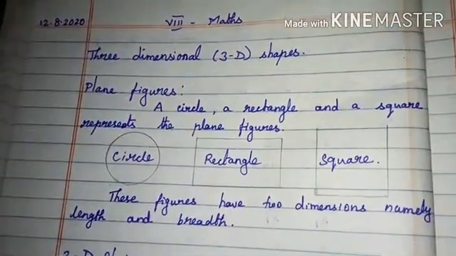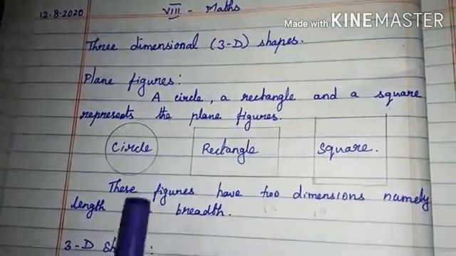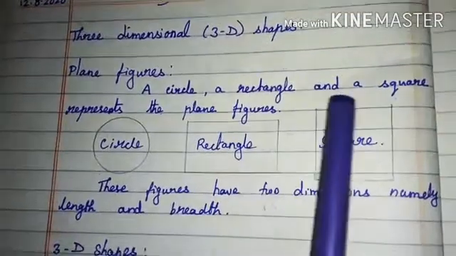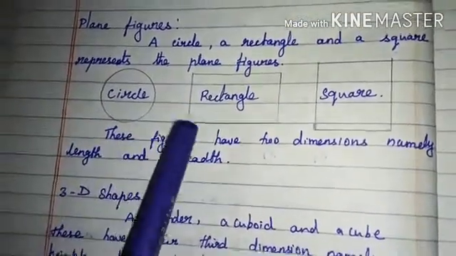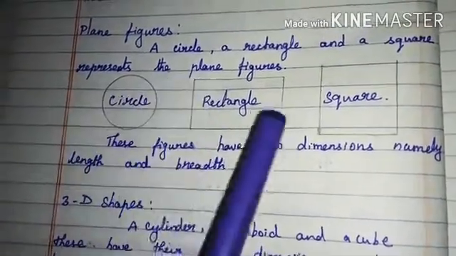Good morning children. Today we are going to see three-dimensional shapes. Before seeing 3D shapes, let's see what plane figures are. A circle, a rectangle and a square represent the plane figures. These figures have only two dimensions, that is length and breadth.